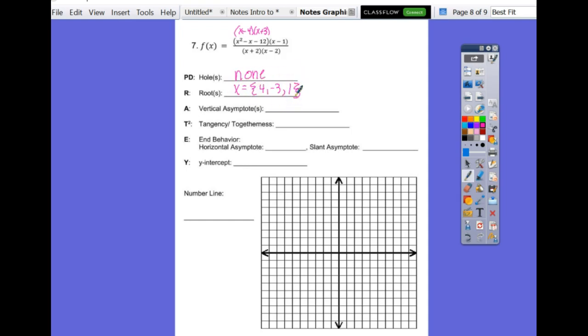So I'm going to go ahead and put those on my graph. 1, 2, 3, 4. 1, 2, 3, and 1. The vertical asymptotes are going to come from the bottom. So that's plus or minus 2. So I'm going to go ahead and put those on. Plus 2 and minus 2.